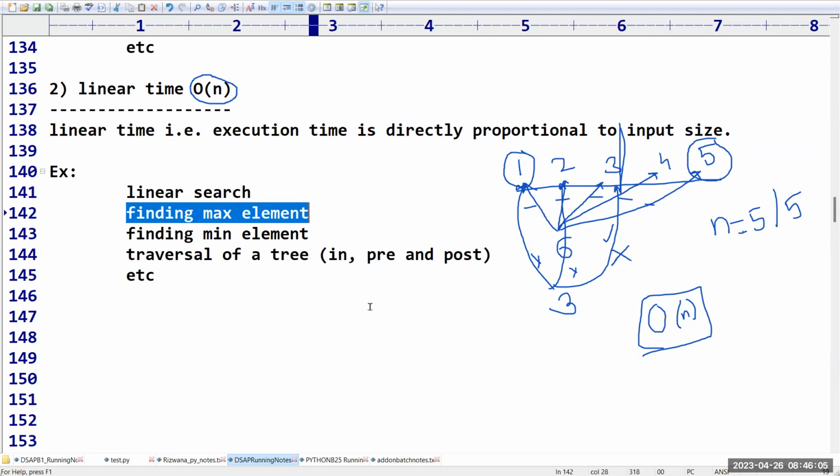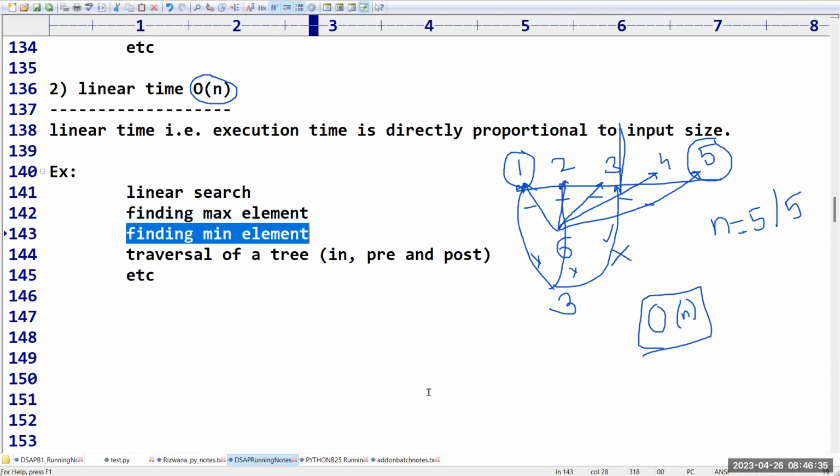Similarly, I want to find the maximum element. How is this algorithm going to work? I will take the first element as the maximum element. Then we keep on comparing with the remaining elements. If anywhere a bigger element is found, then we update it, and finally we return that maximum element. But at worst case, how many comparisons are required? We need to compare till n, right? So this particular algorithm comes under linear time, big O of n. Similarly, if I want to find the minimum element, it also requires big O of n.